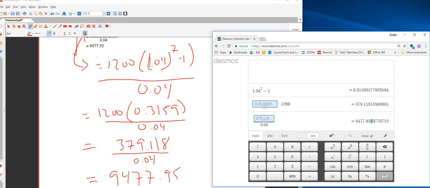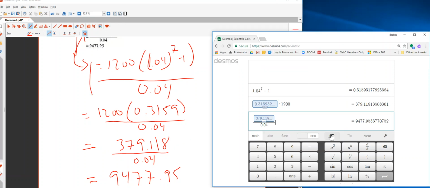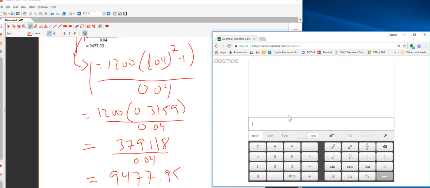We could have done this whole thing at once if we wanted to, but it gets confusing with all the brackets. I'm just going to clear everything from here. I could have used all those brackets and done the whole top. I wouldn't do the top and the bottom together, but I'm going to do 1200 times 2 sets of brackets, 1.04 to the power of 7 minus 1. That looks like the top of the fraction.